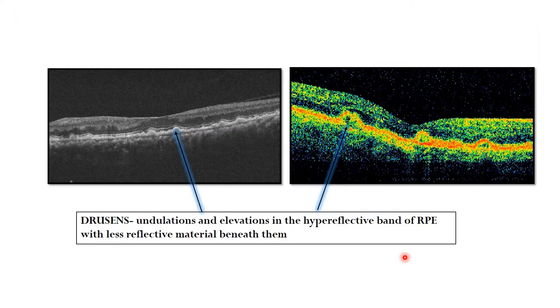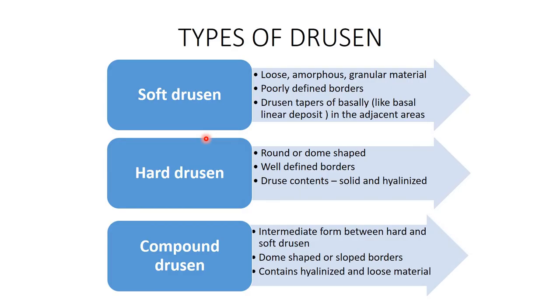Okay, so here is an example of drusen, how you will be able to see it. Look here, how multiple elevations are there, and how it is circumscribed. So coming again to the types of drusen, it is divided into soft drusen, hard drusen, and compound drusen. So soft drusen are loose, amorphous, and they don't have a defined border. So this is how you define soft drusen.